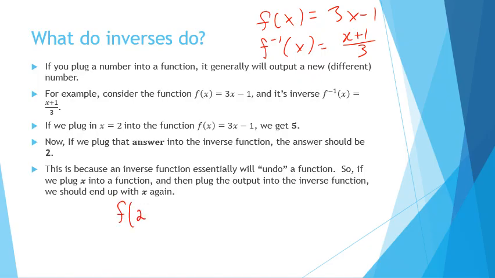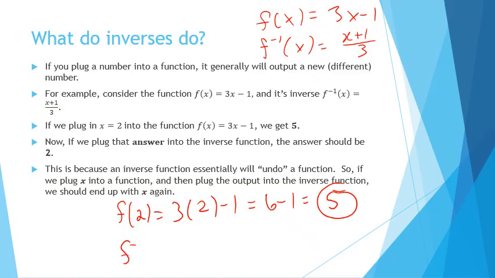We just keep it simple and we find f of 2. This would be 3 times 2 minus 1. That's 6 minus 1. You should get an output of 5, right? Now let's take that output and plug it into the inverse function. So now let's find inverse f of 5.